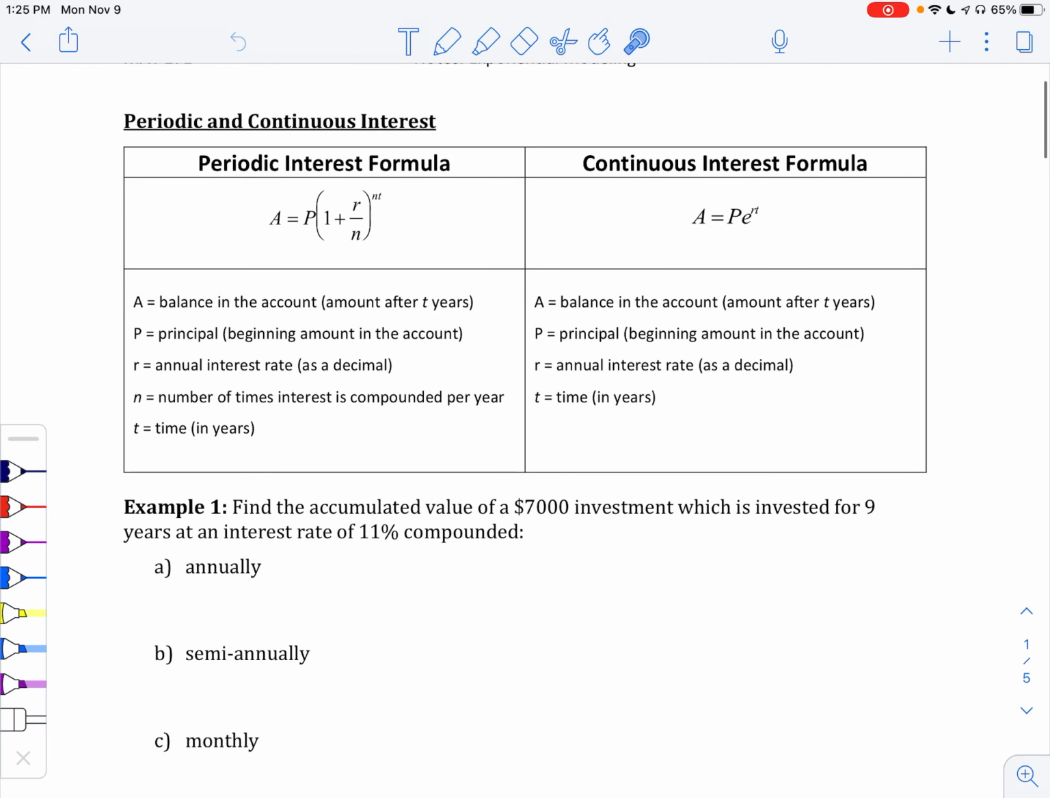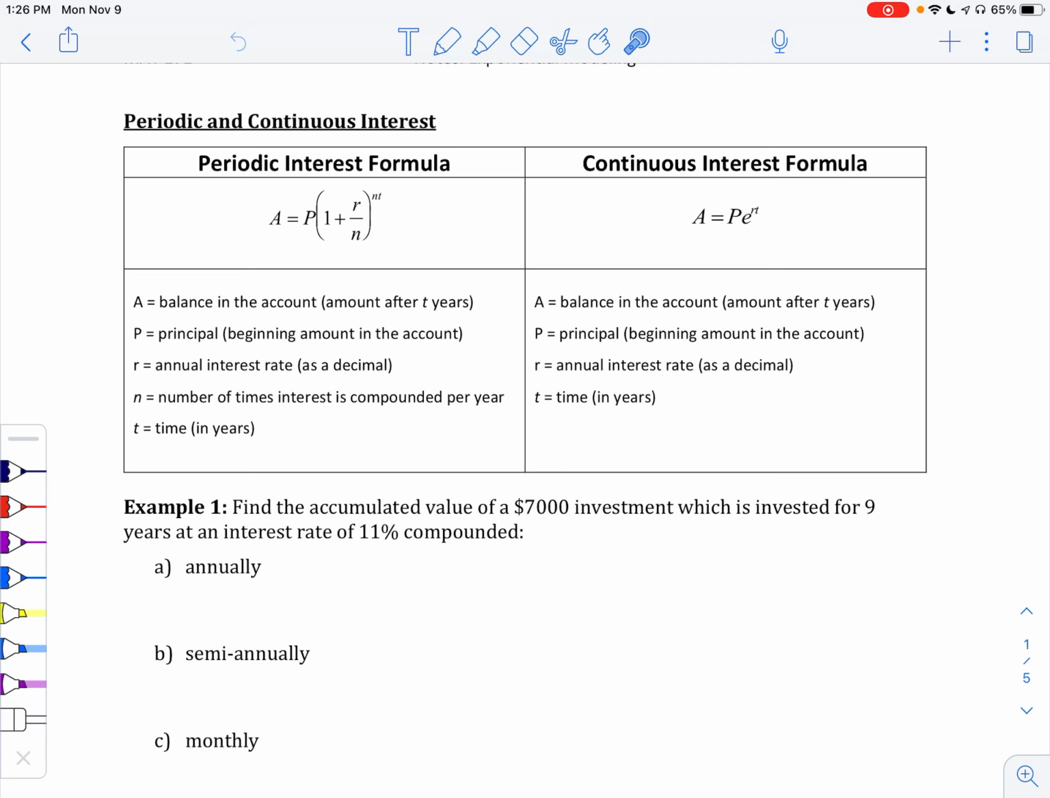So if we look at some of the variables in both of these equations, A is going to be the balance in the account after a given number of years, after T years. P is your principal, that's your starting balance, that's your starting investment. R is your interest rate, and we always make sure to write that as a decimal. So for example, 10% you would put in as 0.1, right? On this one, N is the number of times your interest is compounded each year, and T on both of these is going to be the time in years. And it has to be time in years for this formula to work.